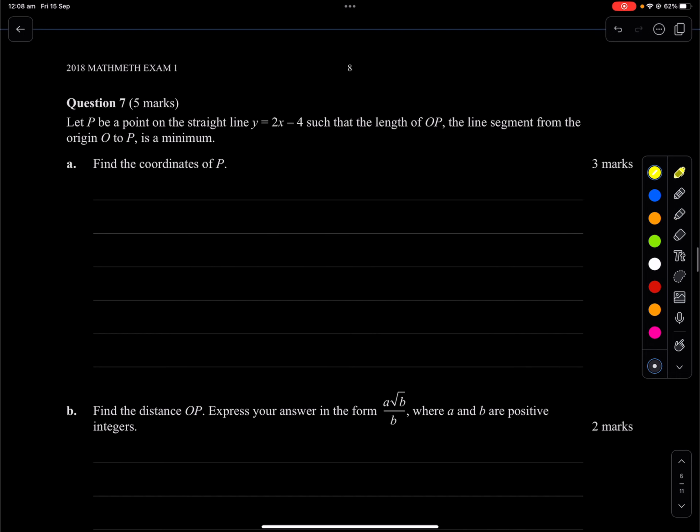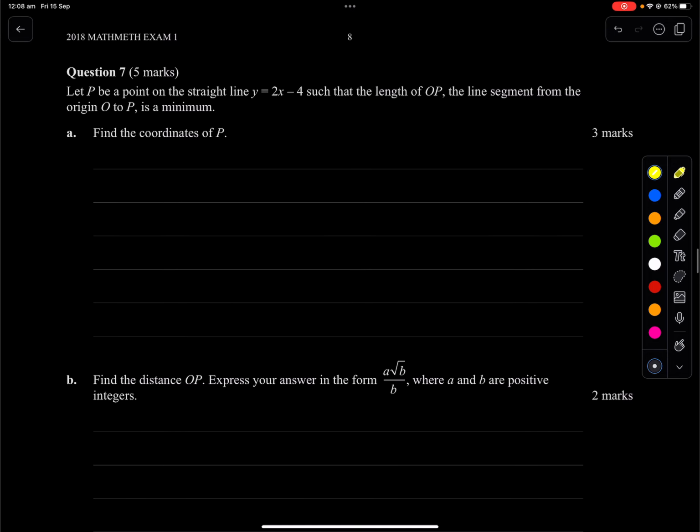Alright. Let B be the point on a straight line, such that the length OP, the line segment from the origin to P, is a minimum. Find the coordinates of B. Okay, this is a very typical question that I've seen in past exams.